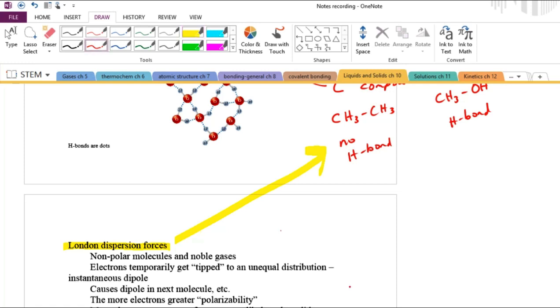So usually that means larger molar mass, stronger London dispersion, because a larger molar mass would have a greater number of electrons.